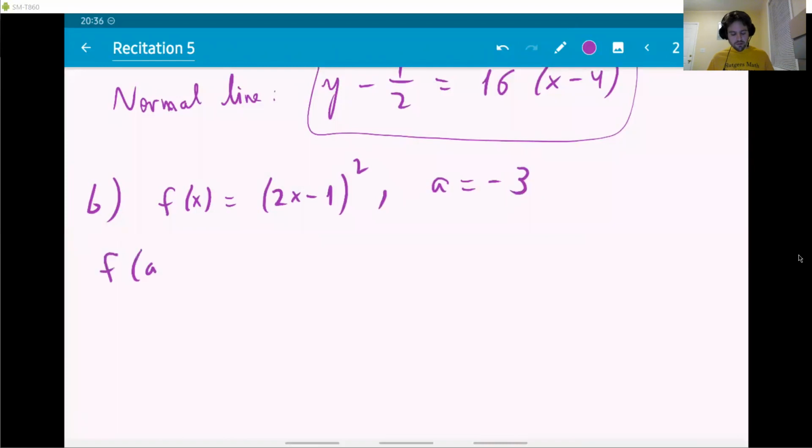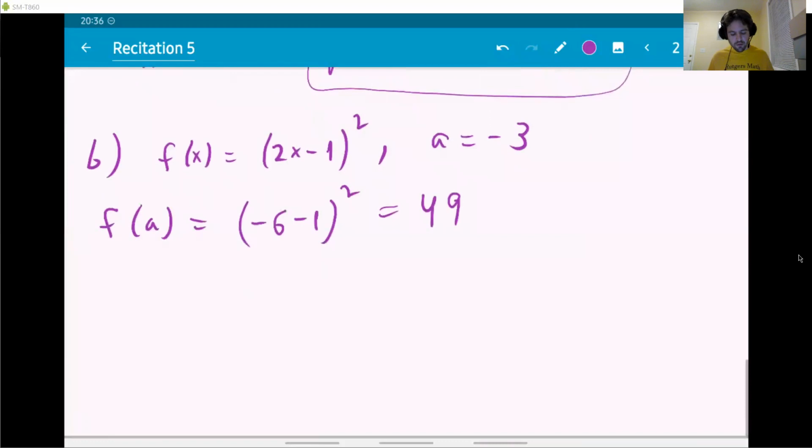Okay, once again, we need f of a. 2 times minus 3 is minus 6, minus 1 is minus 7. When you square that, you get plus 49. That's the value of the function. But you also need f prime of a.